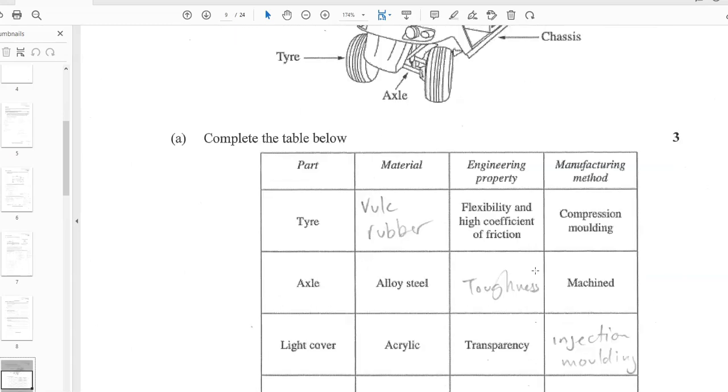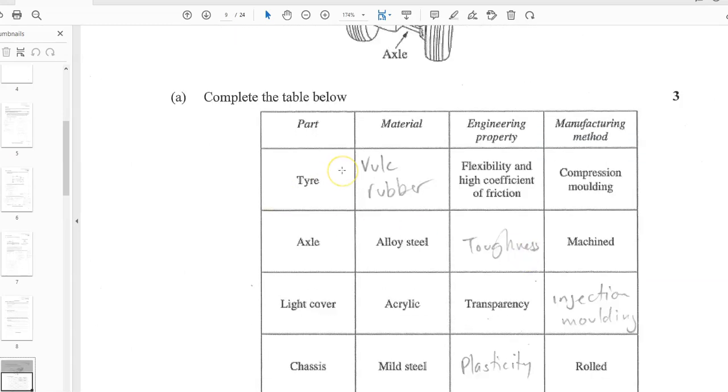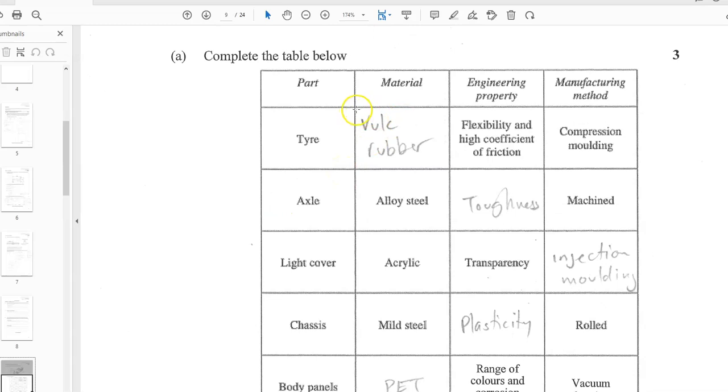Okay, so this one here is pretty easy. The best answer for the tires is vulcanized rubber, right? But if you wrote rubber, yeah, I'm not taking a mark off for that.